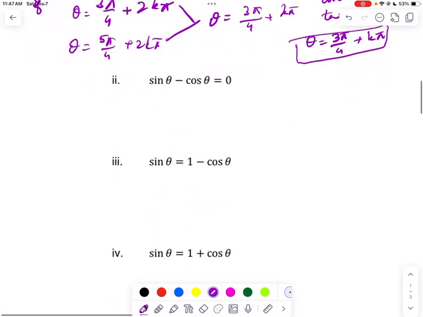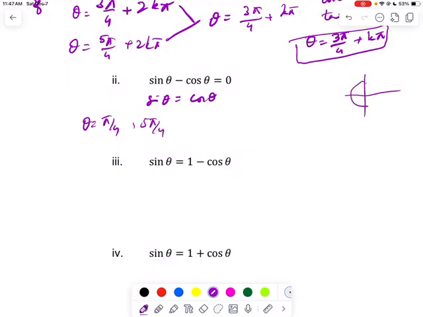Same kind of similar thing with the next example. So sine of theta minus cosine of theta is equal to 0. So we want them to have exactly the same value and the same sign. And when will that happen? From here we see that sine of theta is equal to cosine of theta. So we want them to be equal. And when will that happen? When theta is pi over 4, or when theta is 5 pi over 4. But again, if you draw them, they lie on the same line. So pi over 4 here and 5 pi over 4.